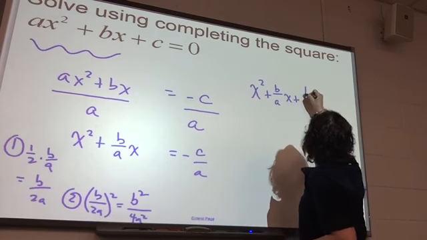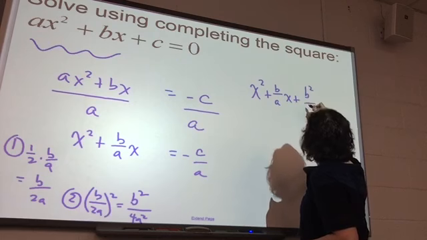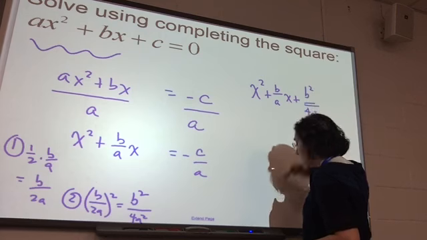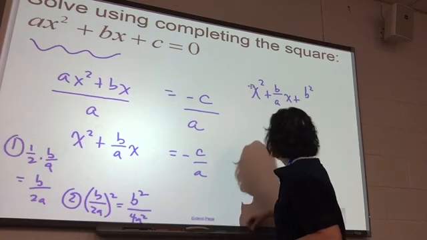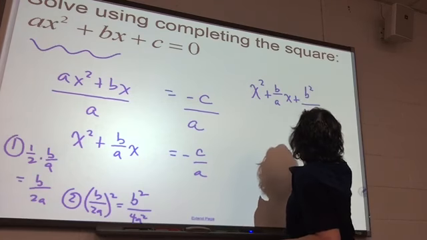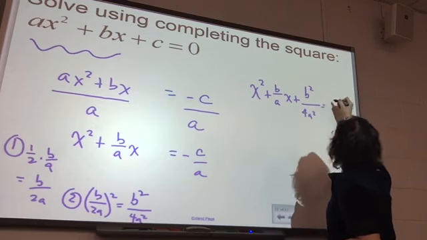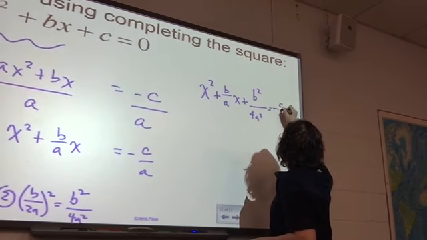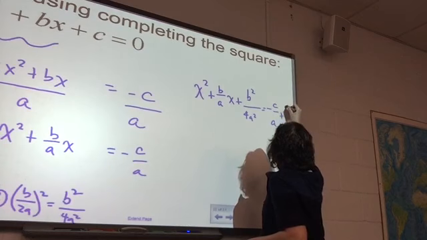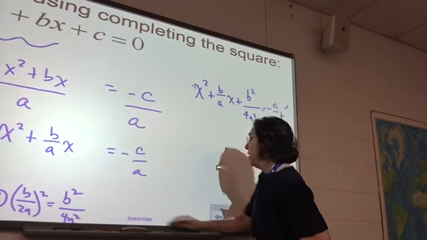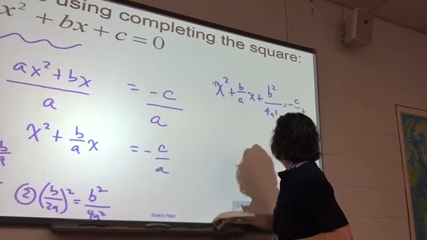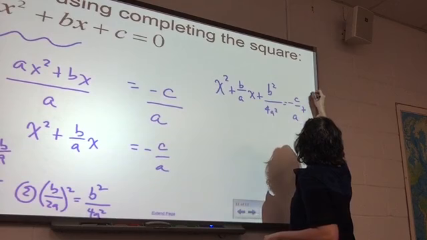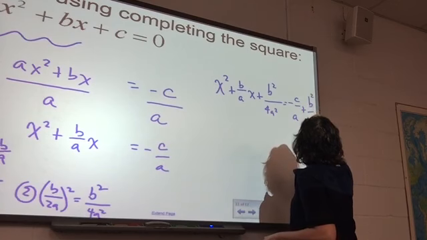So that is what gets added to both sides. I know it looks weird, but it's just a calculation. It's a calculation that you're actually going to be making when you use the quadratic formula. Now, here's where it starts getting kind of sticky. We got to add the minus c over a. We got to add that to the b squared over 4a squared.